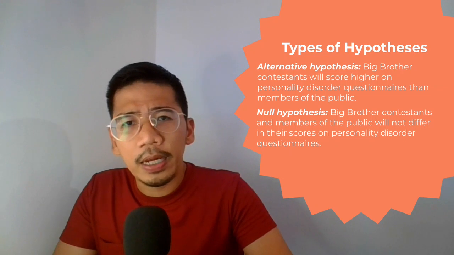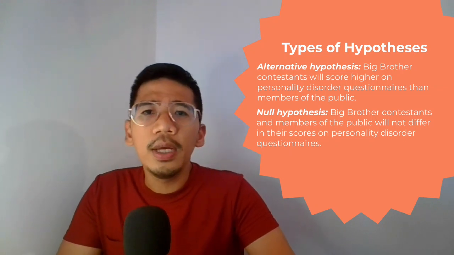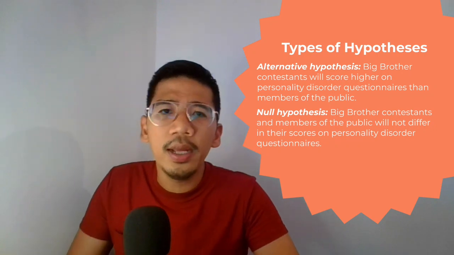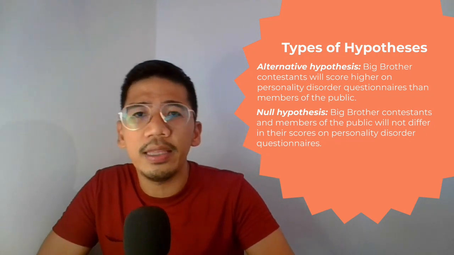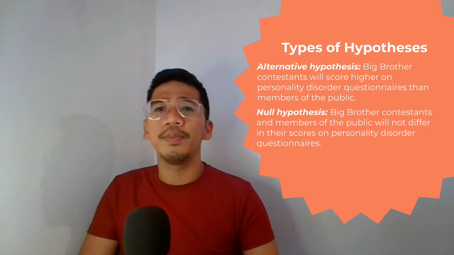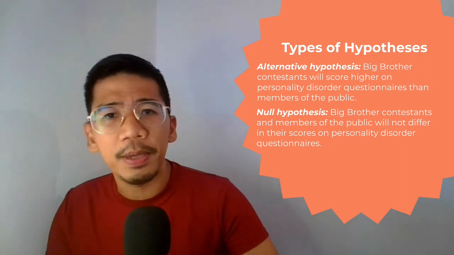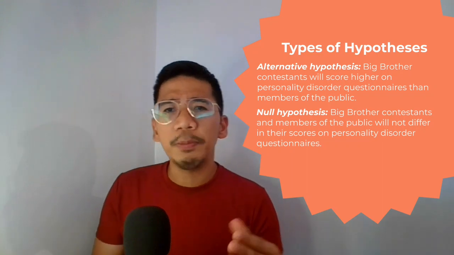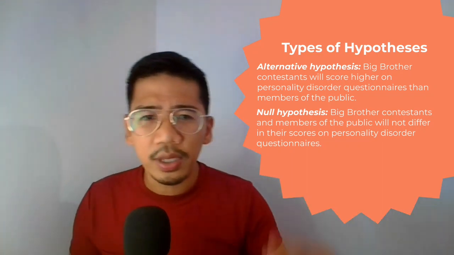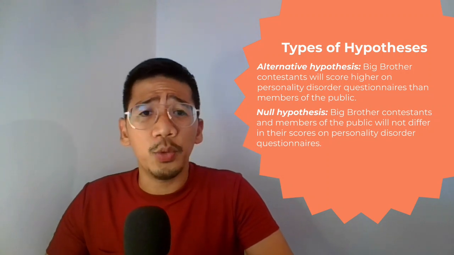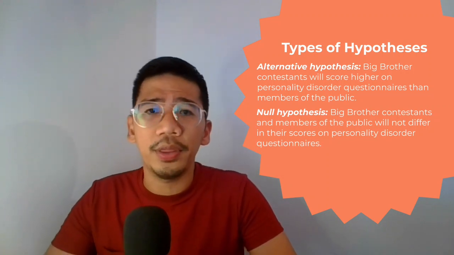And for your null hypothesis, you have: Big Brother contestants and members of the public will not differ in their scores on personality disorder questionnaires. The reason that we need the null hypothesis is because we cannot prove the experimental hypothesis, or in this regard, alternative hypothesis, using statistics, but we can reject the null hypothesis.